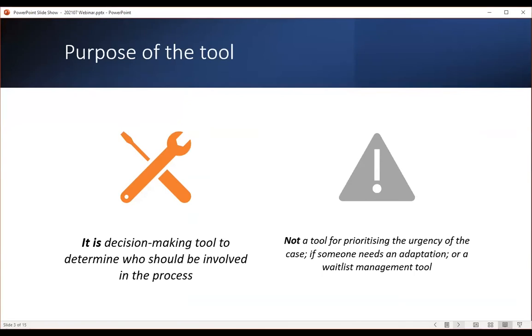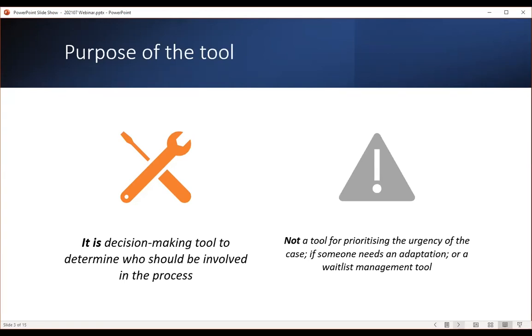So the purpose of the tool is to support decision making and to help determine who should be involved in that process. If you remember Adaptations Without Delay, we talked about universal, targeted and specialist services, and who should be involved in those different types of services. So the triage tool is a decision-making tool that helps us determine who should be involved in the process and what kind of service somebody needs.